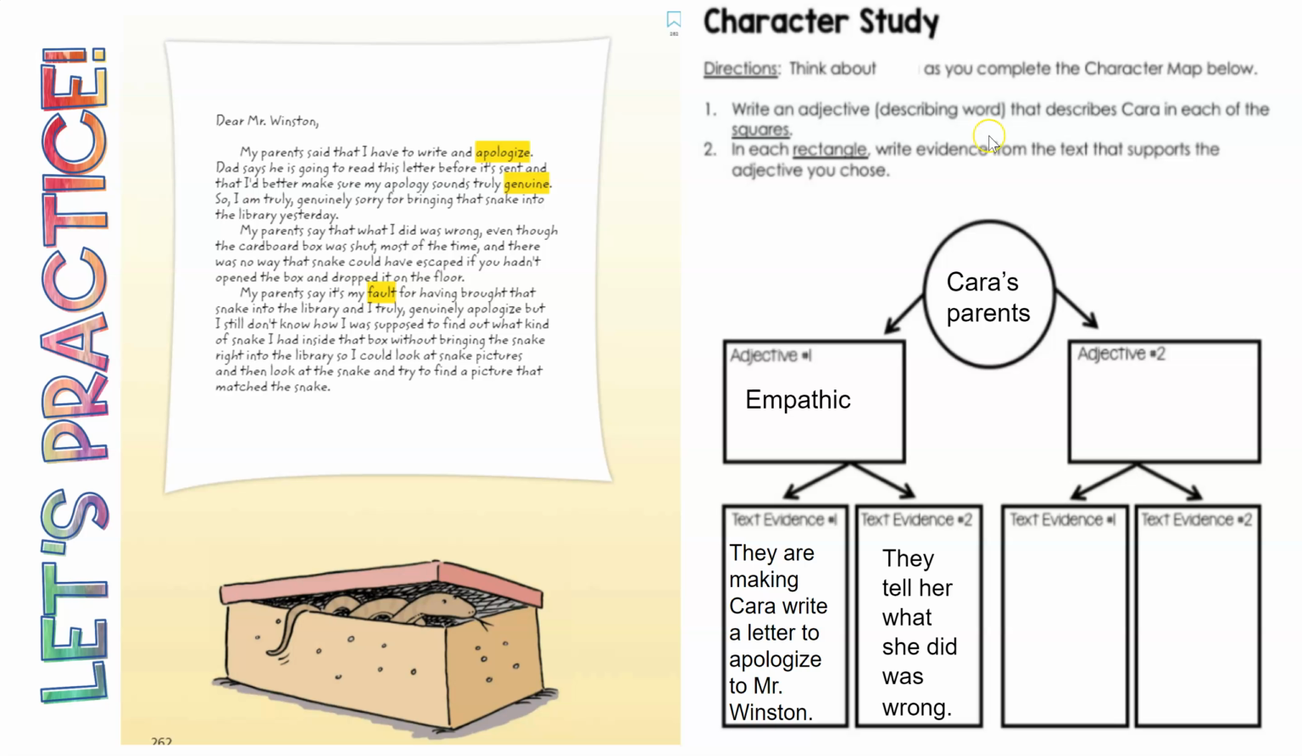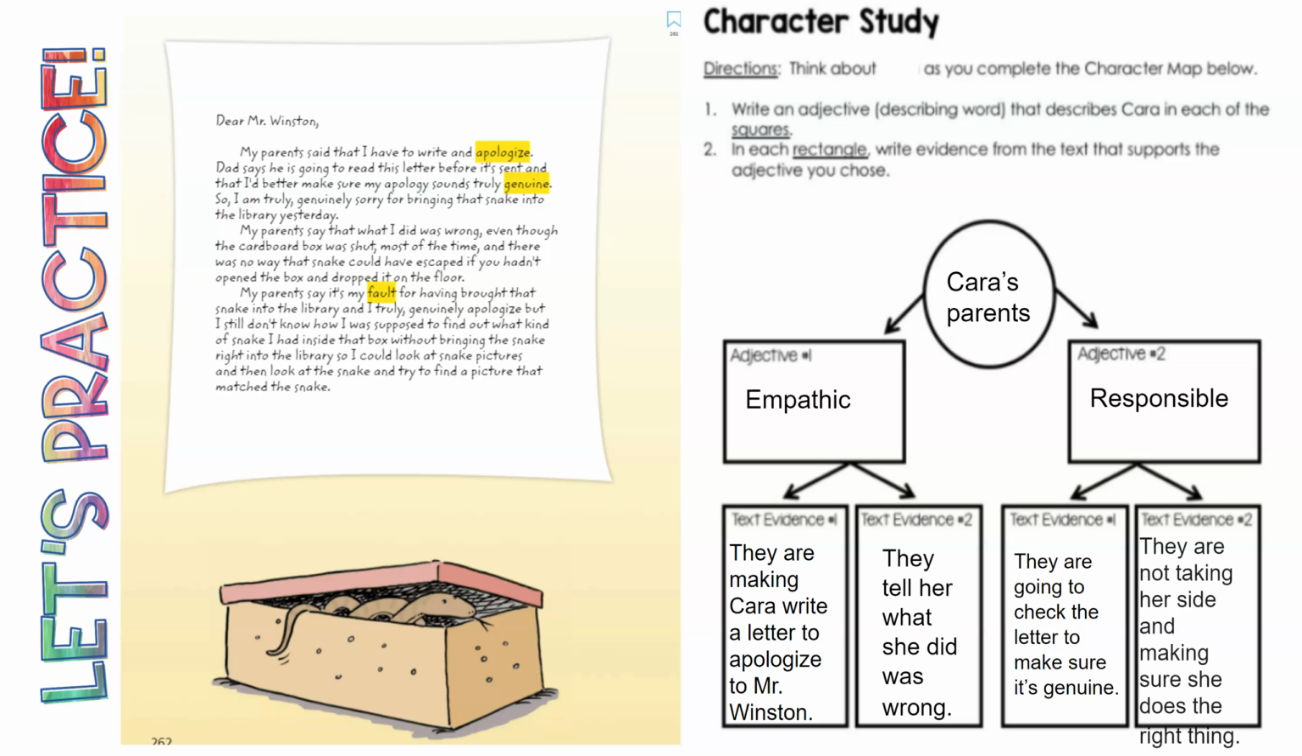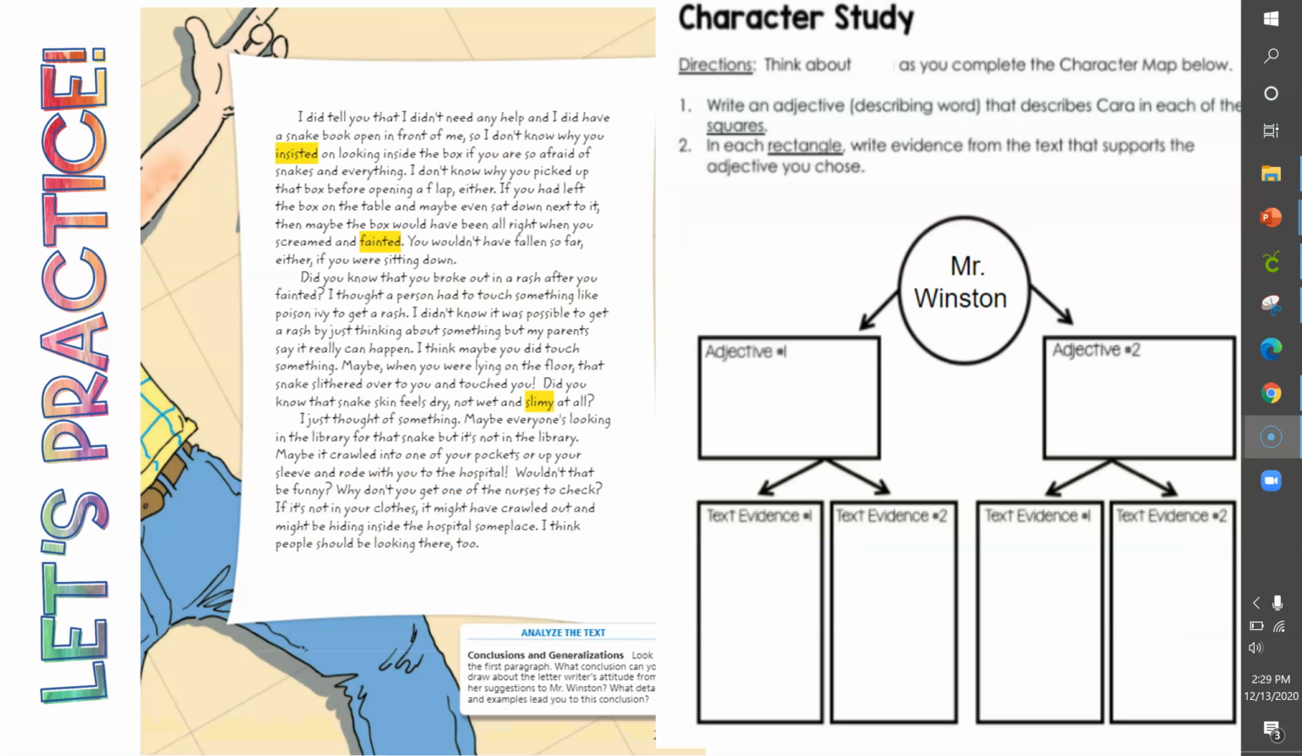Another character trait I would give Kara's parents is responsible. They are going to check the letter to make sure that it is genuine. They're not just having their daughter write a letter or put it in the mail without even reviewing it. Another piece of evidence from the text is that they are not taking her side just because it's her daughter. They're making sure that she does the right thing. This shows responsibility.